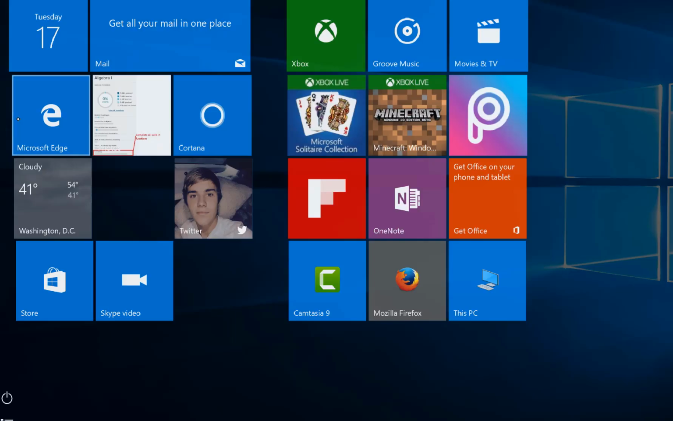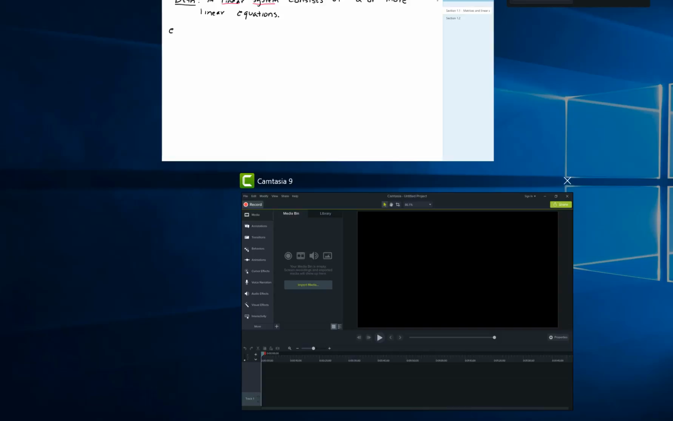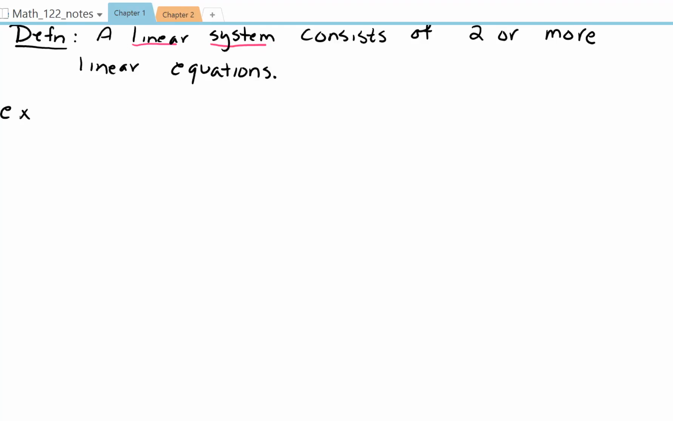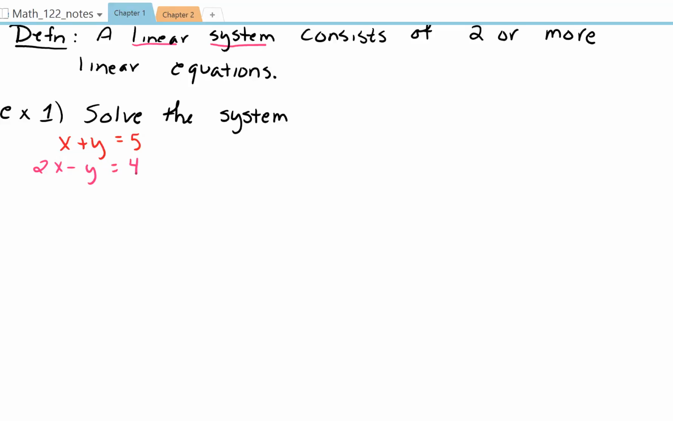So for example 1, let's solve the system. And the system we want to solve consists of two equations. The first equation is x plus y equals 5, and the second equation that we will solve is, let's put this in a different color, 2x minus y equals 4.